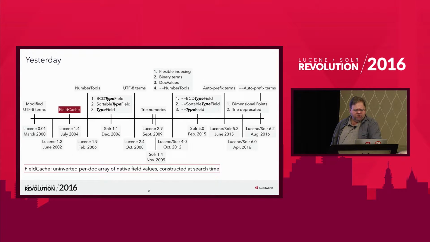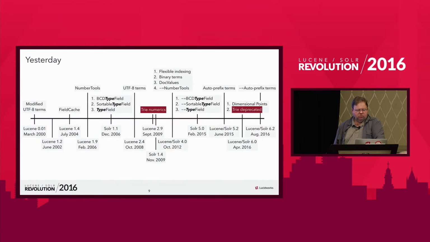In Lucene 1.4 in July 2004, a utility called field cache was introduced. This is an uninverted per doc array of native field values constructed at search time. So every time you open a searcher, you have to pay the construction cost for this thing. Once it's constructed, of course, it's quite fast, and you can use the JVM's native sorting capabilities. So questions around being able to sort serialized versions no longer come up. And that, of course, was present in the first version of Solr.